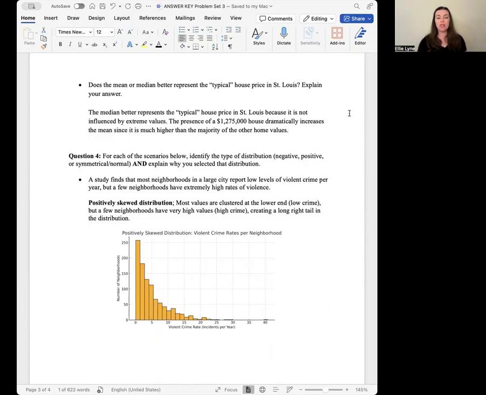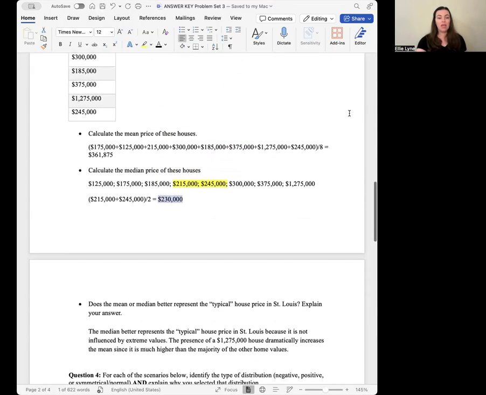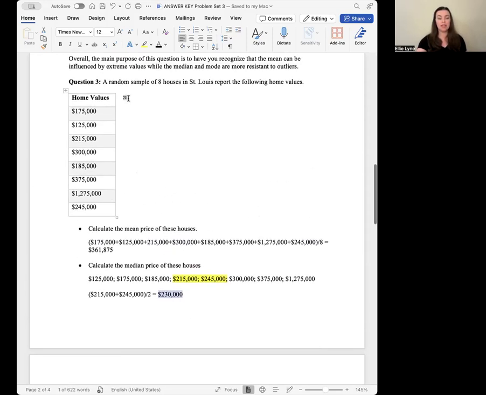Now that we've calculated both of these measures of central tendency, the last component of this question asks, does the mean or median better represent the typical house price in St. Louis? And explain your answer. It would not necessarily be correct to say just on the surface that the median is more representative simply because it emulates more of these home values than the mean. That's not what's happening here.